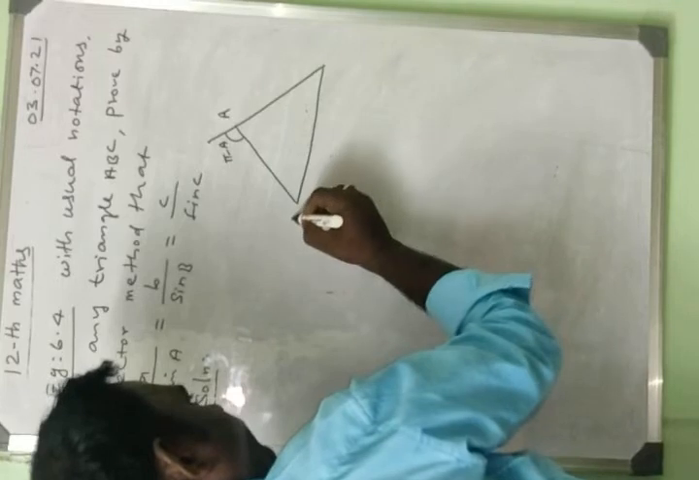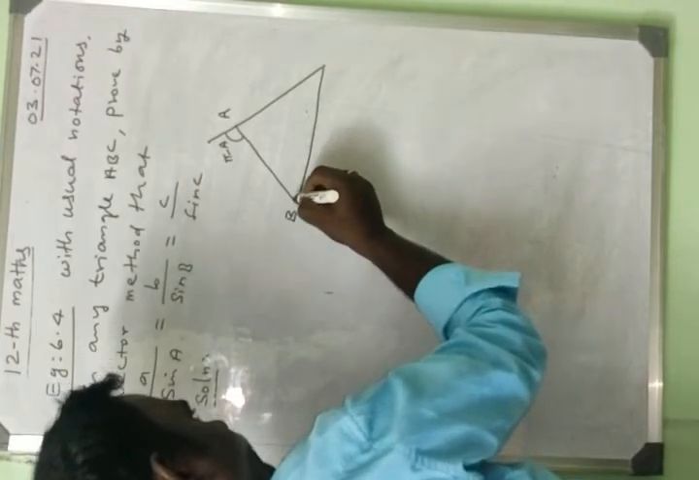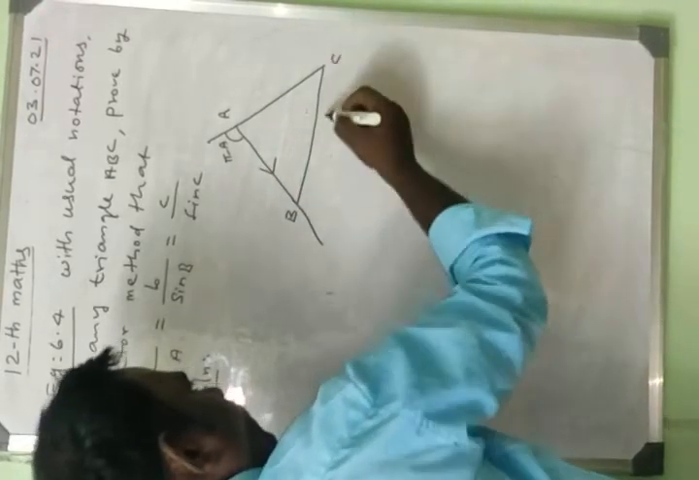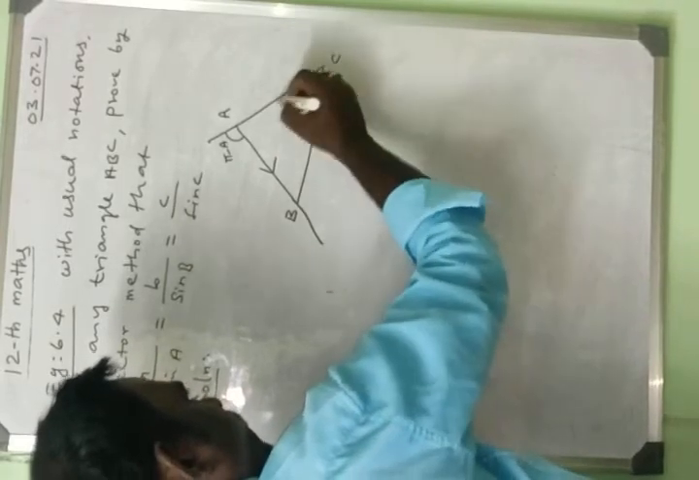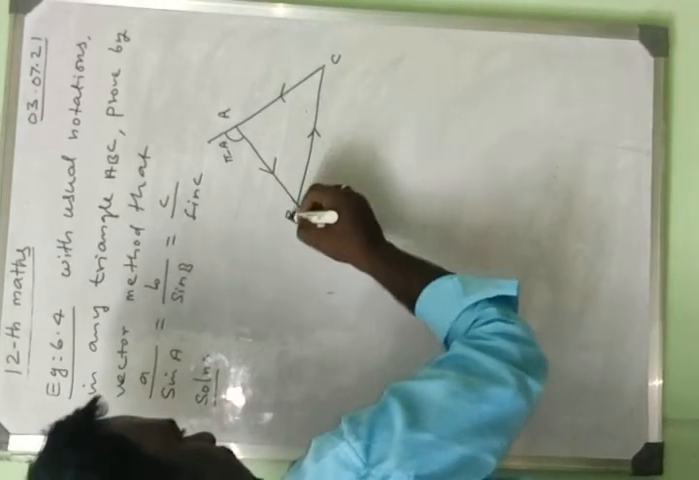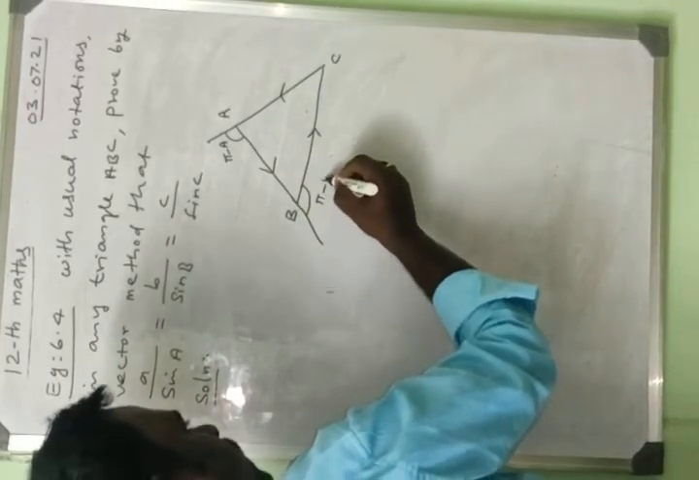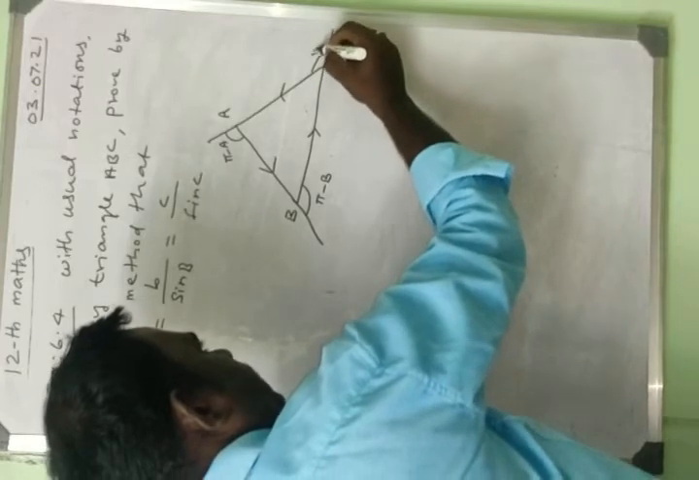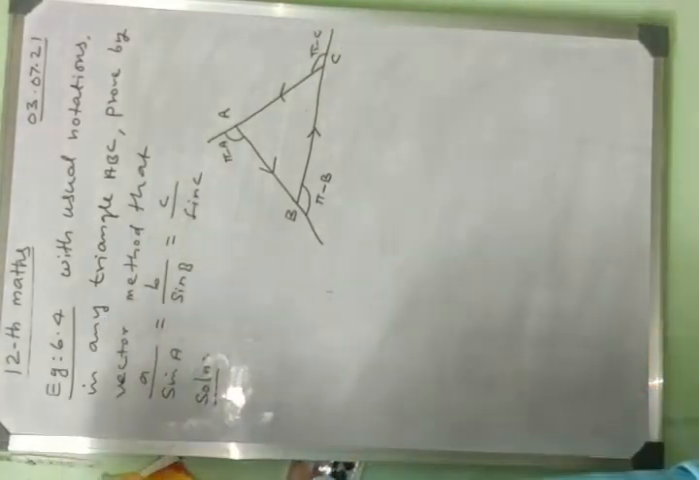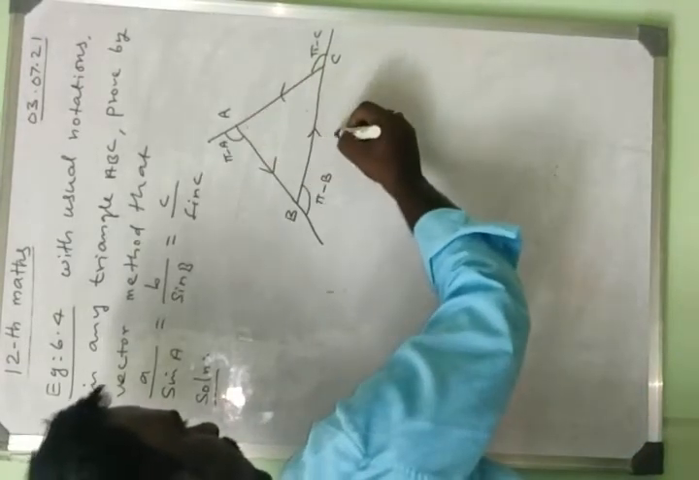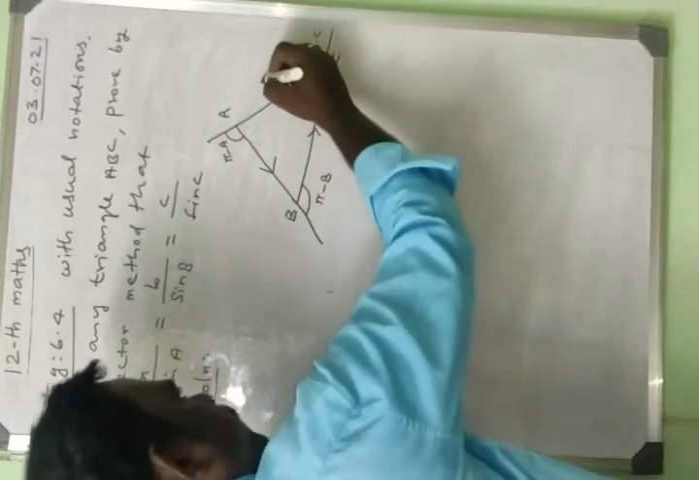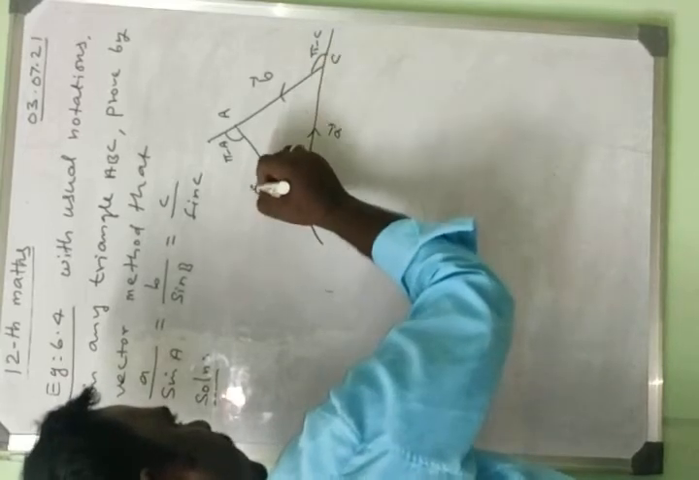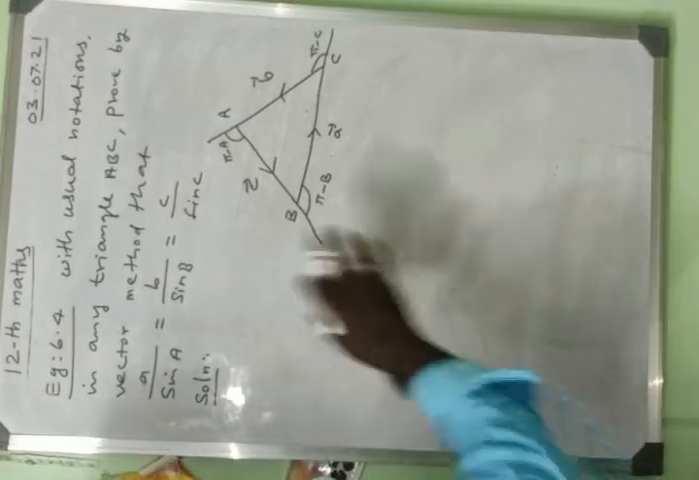Next, from this vertex we put B, and extend here also. From A to B, B to C, C to A. Here the inner angle B means the outer angle is pi minus B. Next, extend this line; the inner angle C means the outer angle is pi minus C. Then the side opposite vertex A we name vector A, opposite vertex B vector B, and opposite vertex C vector C. Diagram is over.